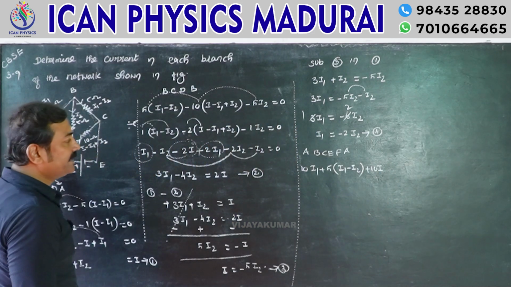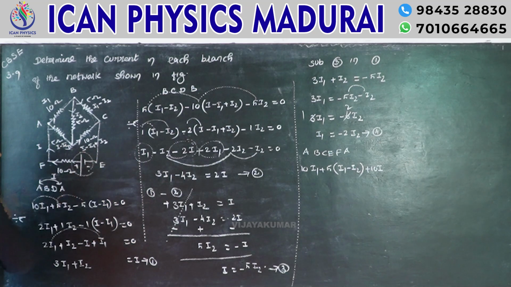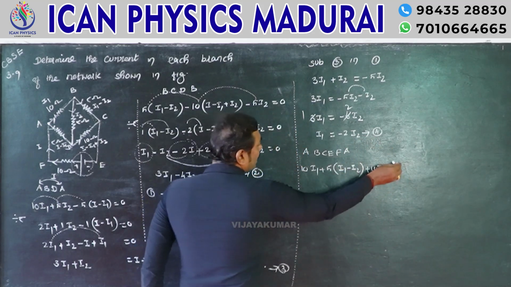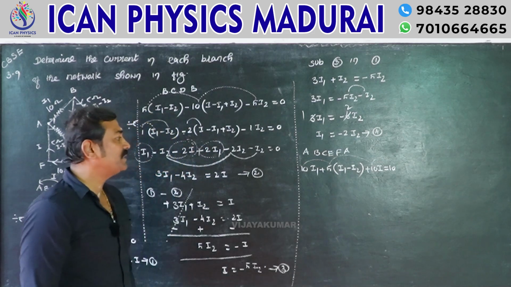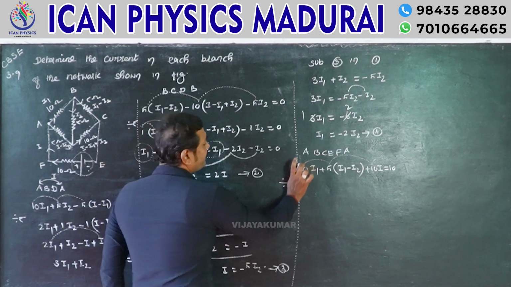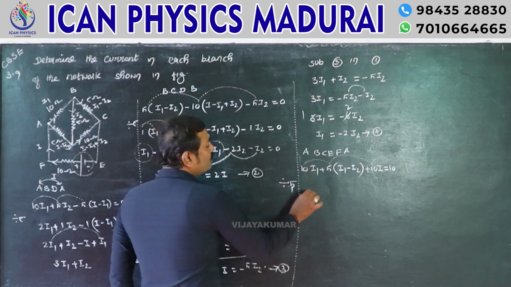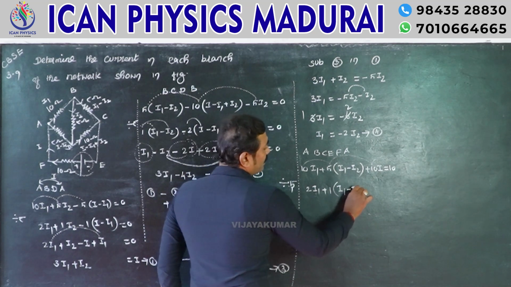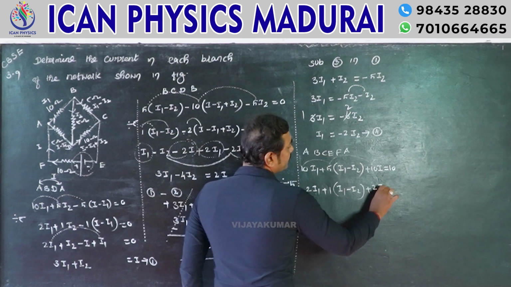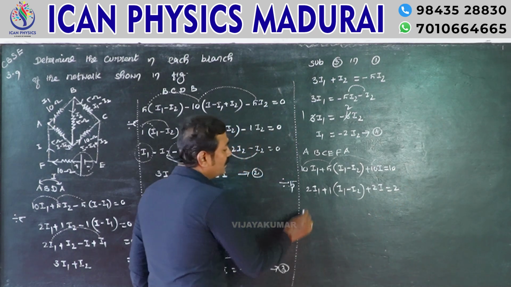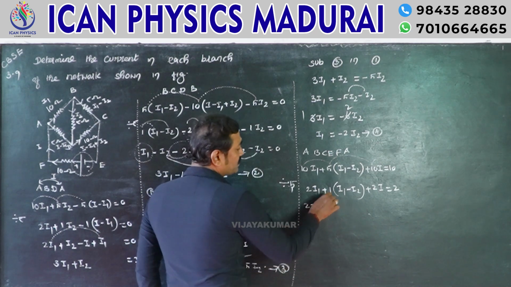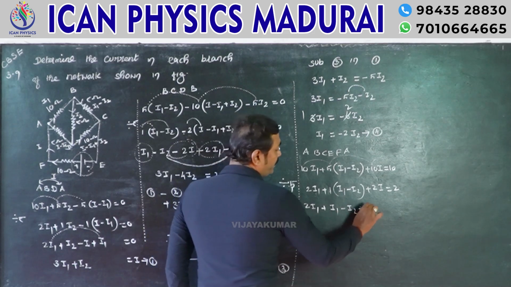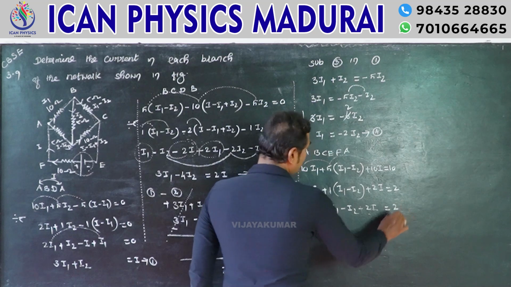Now reached A. In that we are having battery of 10 volt. So equal to 10. Now look at all the terms. All the terms are multiples of 5. So it is divided by 5. So 2 5s are 10, 2I1. 1 5 is 5. So 2I1 plus 1 into I1, 1 into minus I2 plus 2I equal to 2.